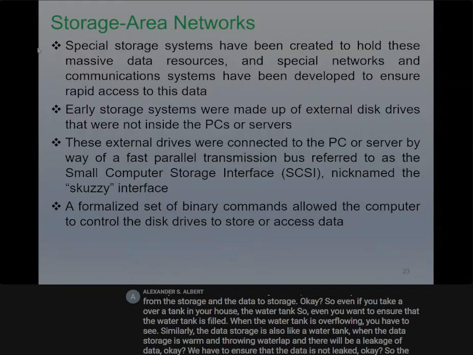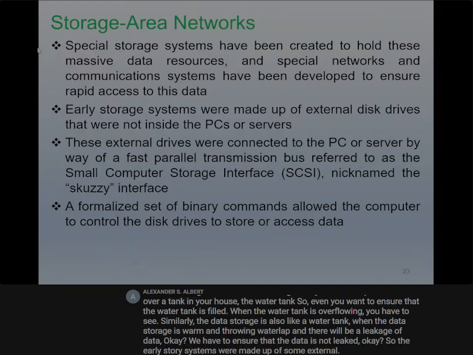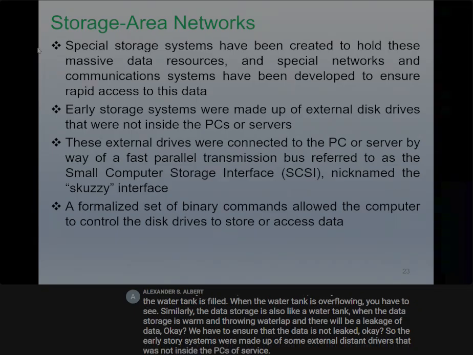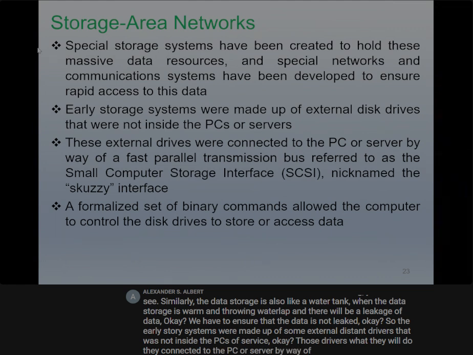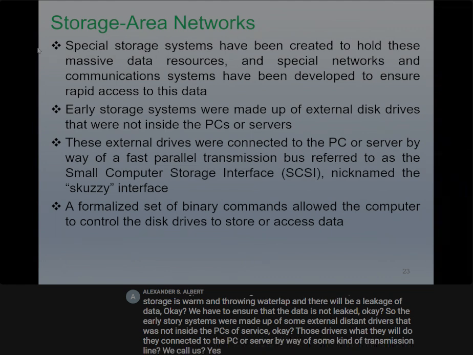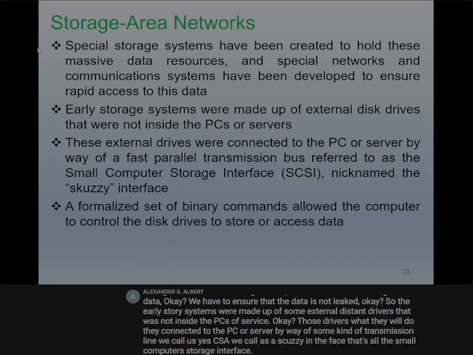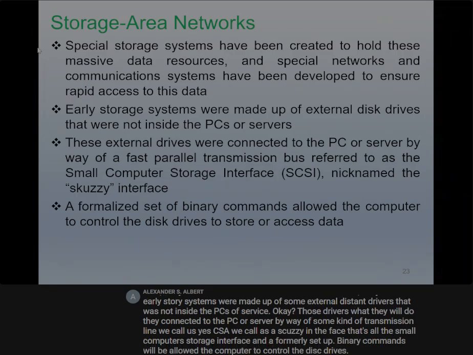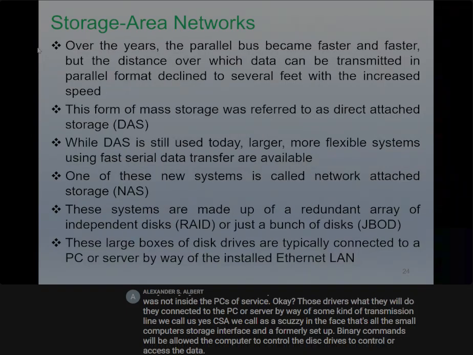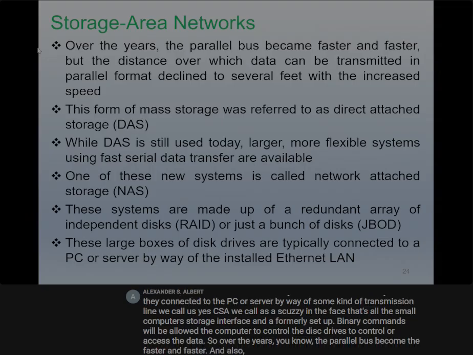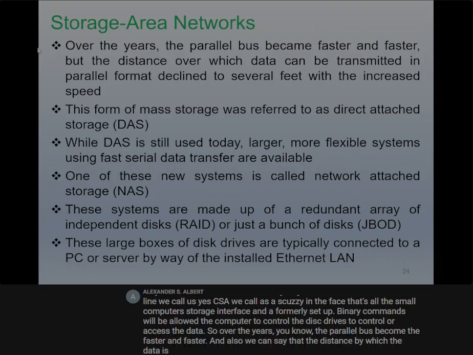The early storage systems were made up of external disk drives that were not inside the PCs or servers. Those drives would connect to the PC or server by way of some kind of transmission line. We call it the SCSI interface, the small computer system interface. A formalized set of binary commands allowed the computer to control the disk drives to store or access the data. Over the years, the parallel bus became faster and faster, but the distance over which the data is transmitted declined to several feet with increased speed.